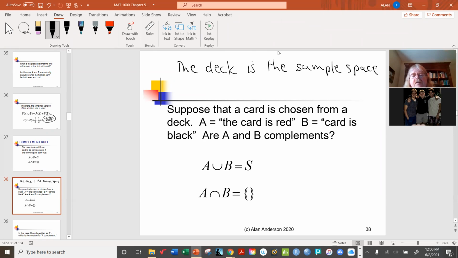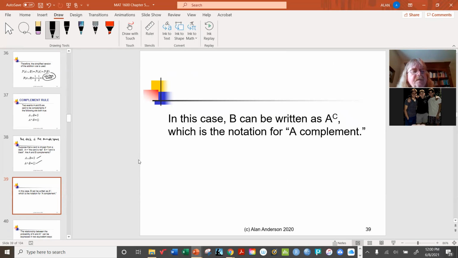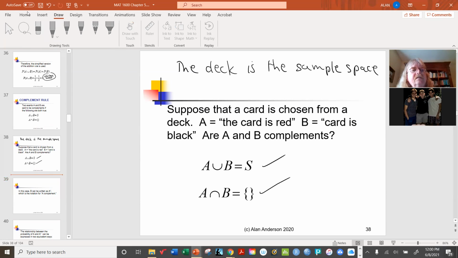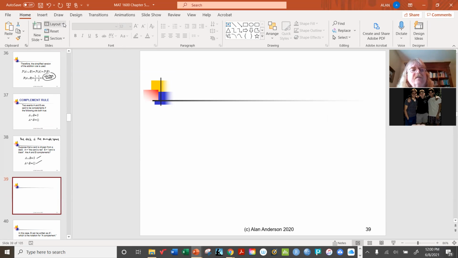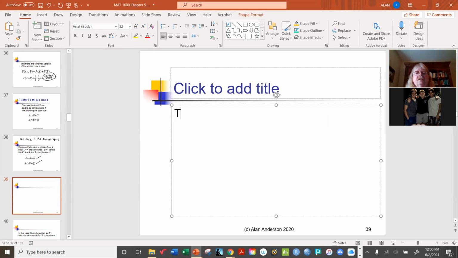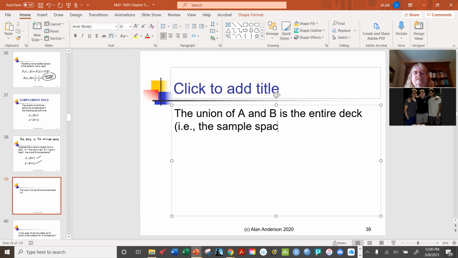So is it true that the union of these two events is the entire sample space? Yes. Is it true that their intersection is empty? Yes, because there are no cards that are both red and black. So both of these conditions have been met. In terms of English, the union of A and B is the entire deck, which means the sample space, and that means that all cards must be red or black.